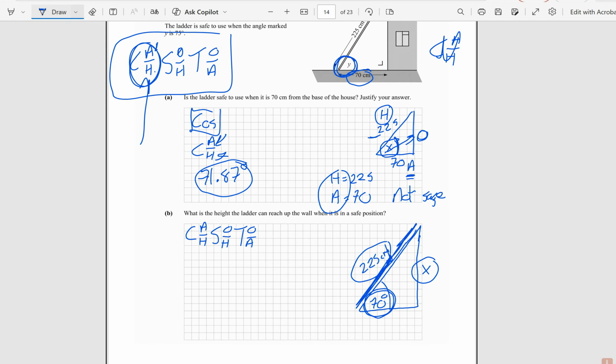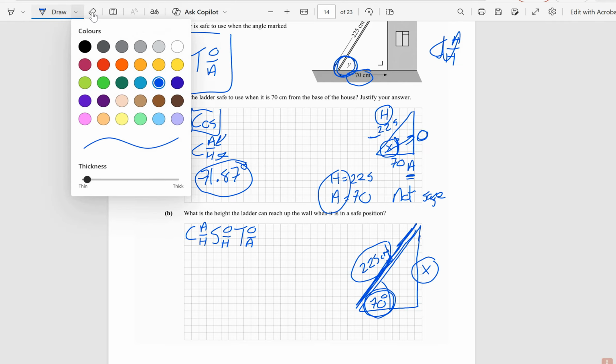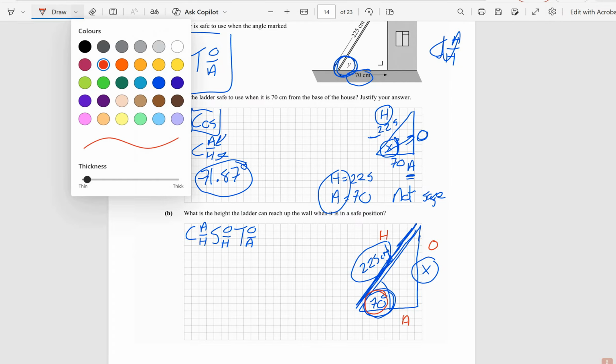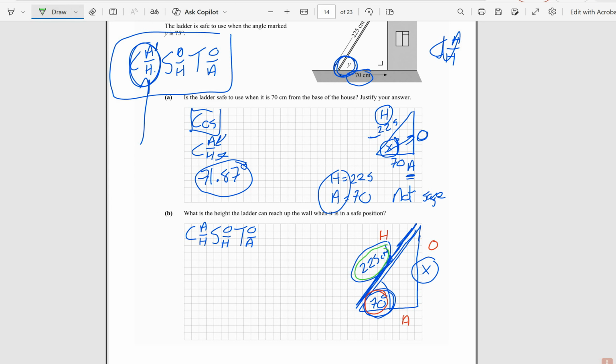We're going to label our sides. So in relation to this is our opposite, this is our hypotenuse, and this is our adjacent again. Now, what side do I have? I have the length of h. What side do I want? I want the height it goes up, so I want this, and that's the opposite. So now I'm dealing with h and o. So h and o is sine.